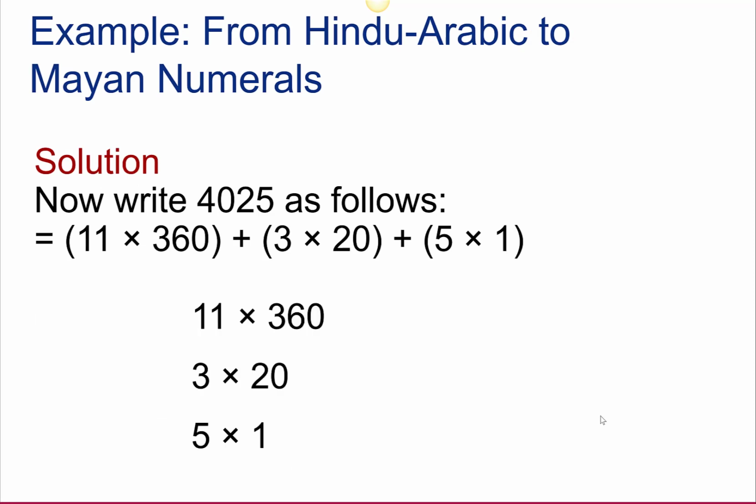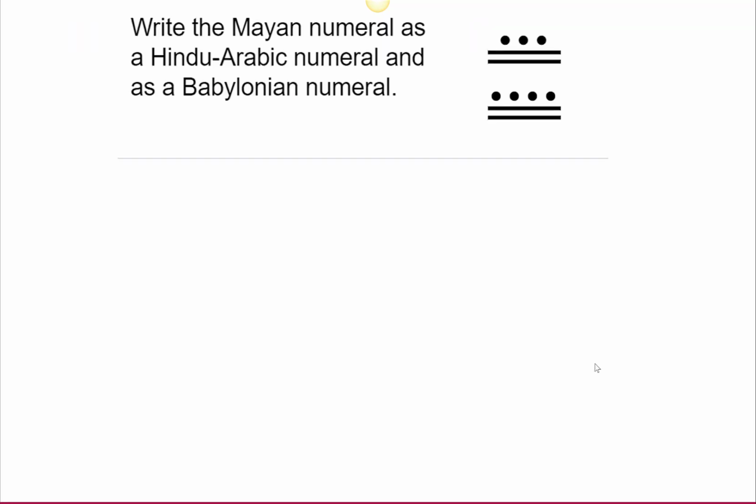And you're going to do it, remember, vertically. So you look at the numerals from the table. Here's a numeral for 11, for 3, and for 5. And there's the representation of 4025 in the Mayan system.